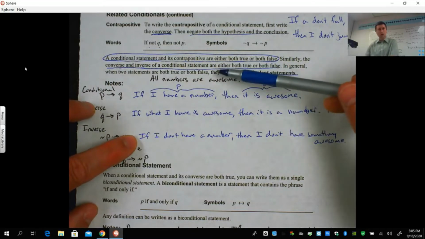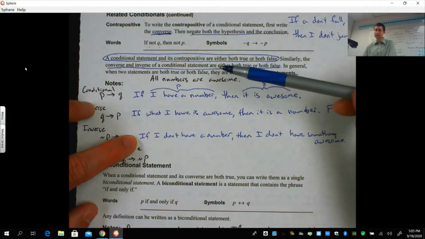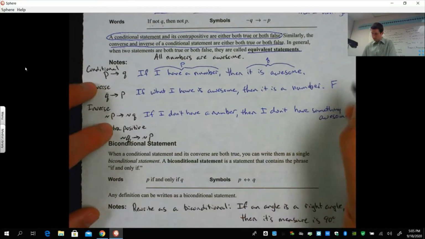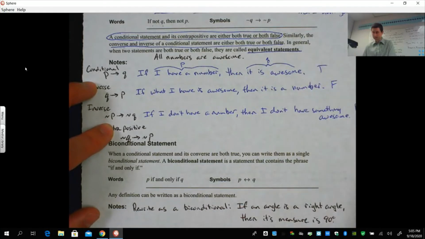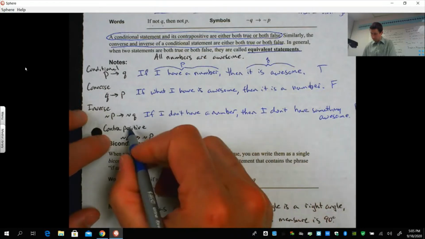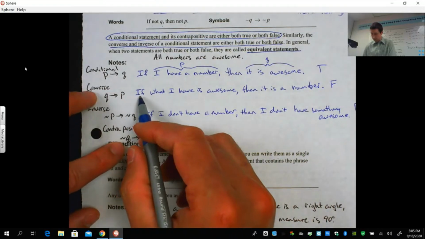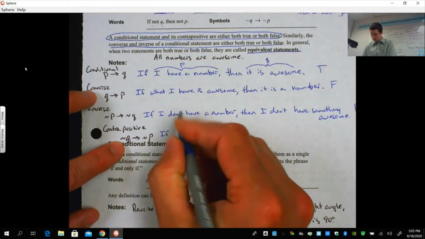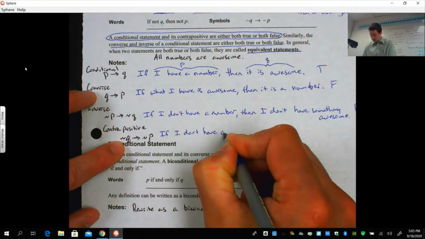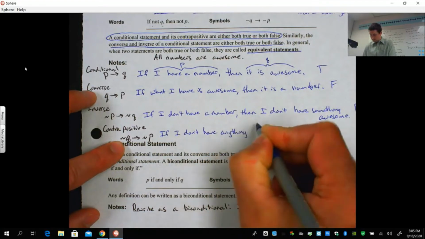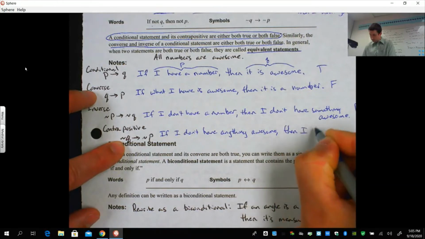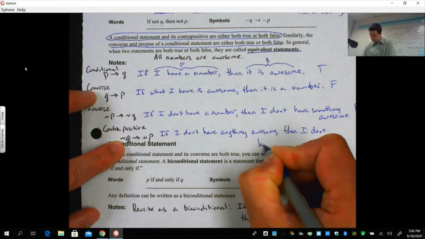Our statement just said all numbers are awesome. It didn't say numbers were the only thing that is awesome. Okay, so this one's going to be false as well. We'll call that first one true. The conditional and the contrapositive should always be both true or both false. So let's write the contrapositive, which is the negation of the converse. So if I don't have anything awesome, then I don't have a number.